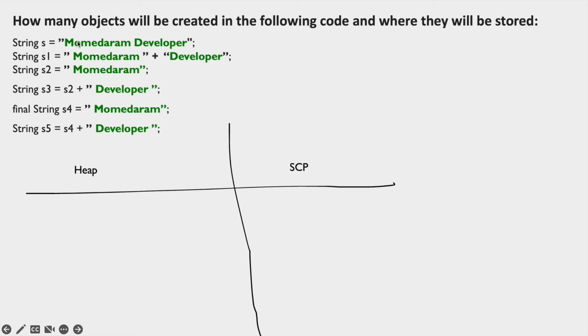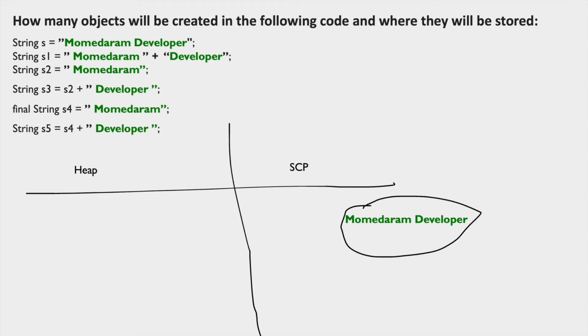As we know, whenever we use literals, the object will be created in the string constant pool if it is not already available. So the object will be created in the string constant pool and it will be pointed to by the reference s. In the second statement, we are performing two strings concatenation by using the plus symbol.